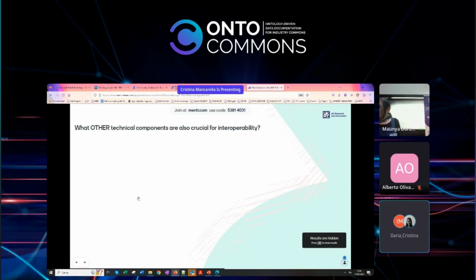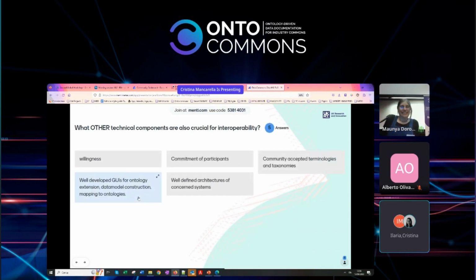Okay, so we can start seeing willingness. I'm not sure it's a technical component, but commitment. Okay, they are non-technical. Yeah, that was me. I think it's a technical component. Simplicity. So these are, I would say, other, but okay. Meaningful data must be present. Yes, this is like a precondition. Well-developed GUIs for ontology extension. Very nice. So GUIs for interaction with humans. Thank you.